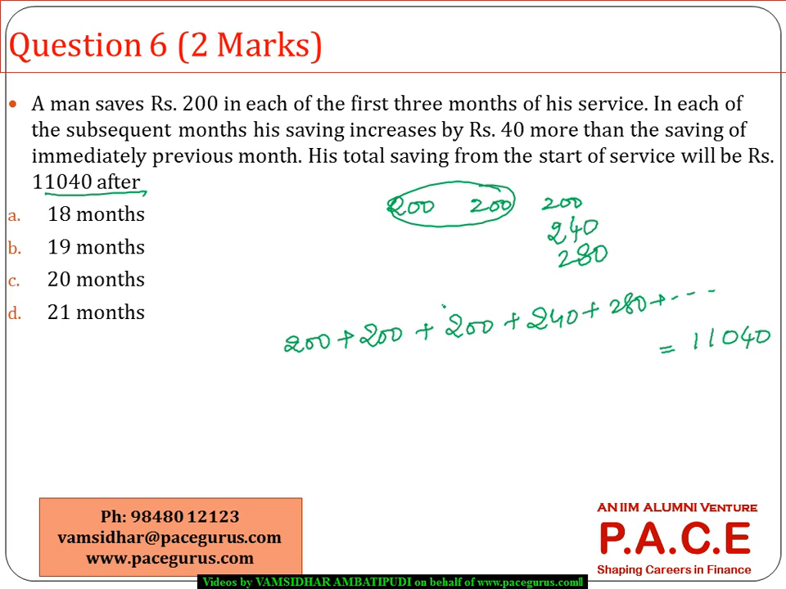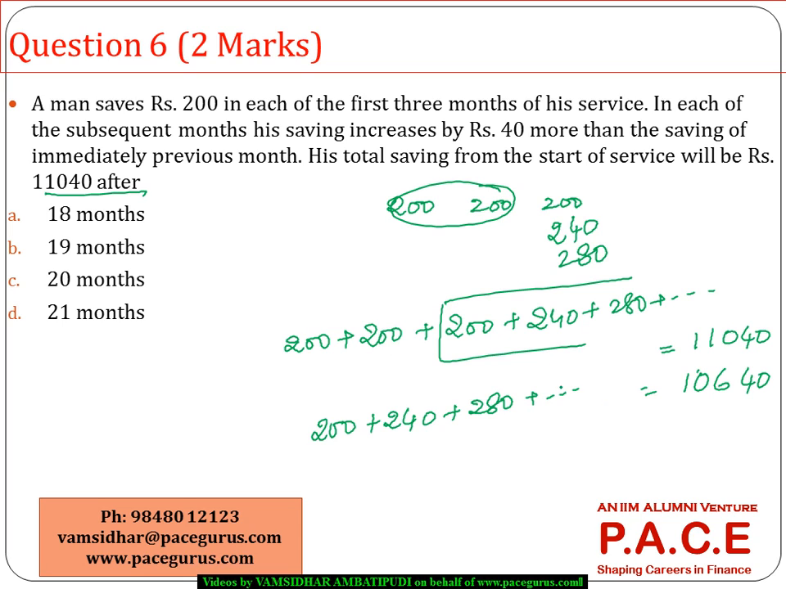Or to create an arithmetic progression, if I progress from here, then I could have taken it as 200 plus 240 plus 280 plus so on up to n terms. This should be equal to 11,040 minus 400, which will become 10,640. So sum of how many terms of this arithmetic progression is going to be 10,640. For whatever answer I get, I'll add 2 to it to say these are the number of months.